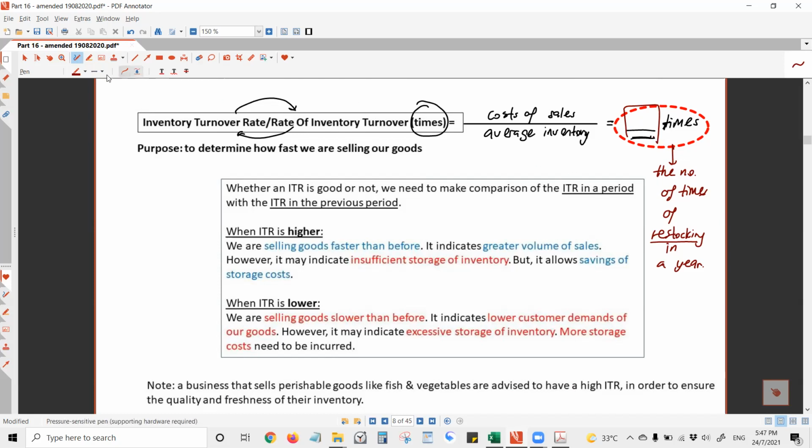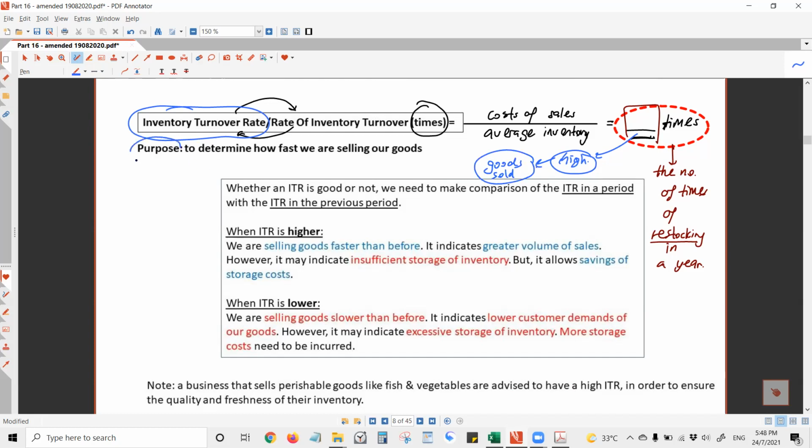Say imagine you have a very high number for this inventory turnover rate. When you get a very high number, it indicates that you are selling your goods fast or slow? High is fast. Yes, because when you get a high number, it means that you restock many times in a year. That means your goods must be selling very fast. So high means our goods are sold at a very fast rate.